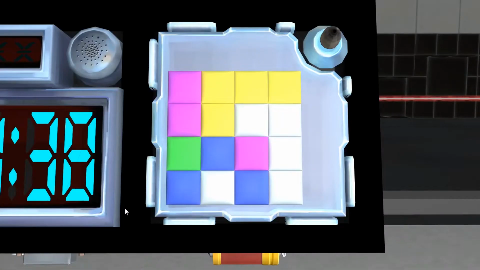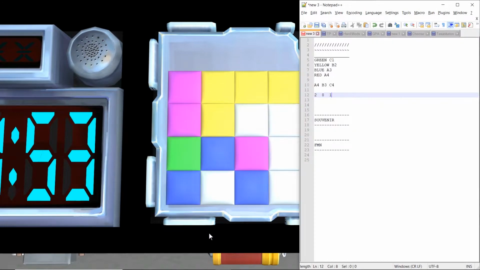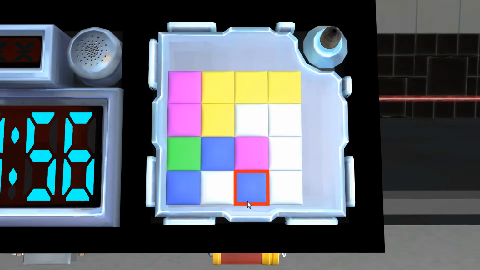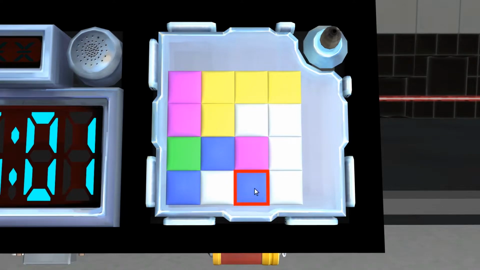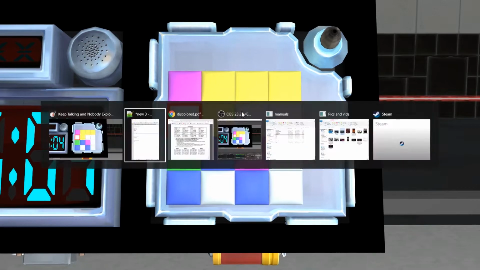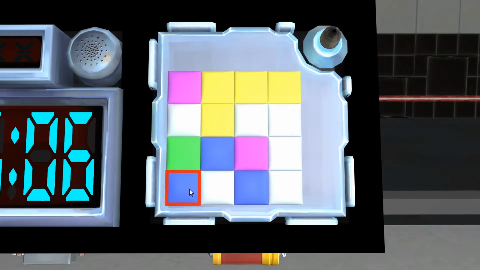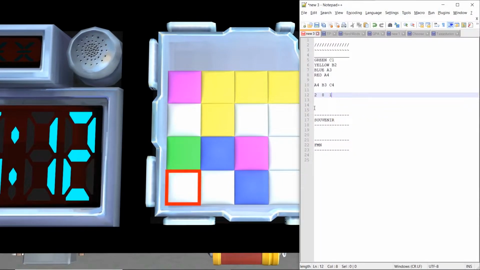Since we're mirroring about the XY axis, that means, for those of you who don't know graphs, this diagonal, you're just going to press the ones on this. Actually, I'll explain it right now. So, Charlie 4, since we're flipping across the XY axis, goes over to here. Next thing we have is Alpha 4. Since this is already on the XY axis, we can just press it. And same thing applies with Bravo 3.